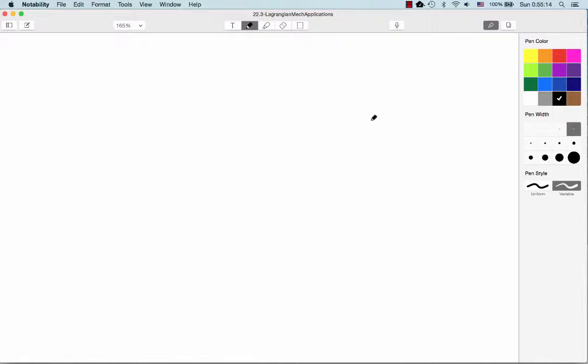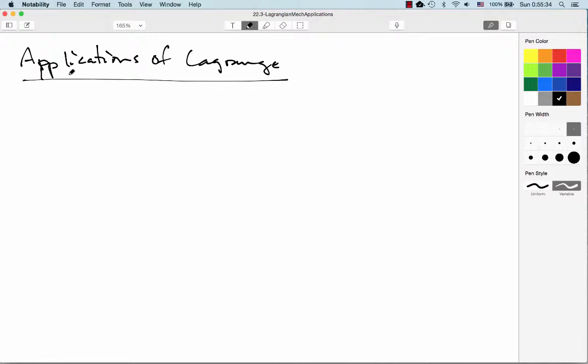Okay, so in the last video we got to developing the Lagrangian equations of motion, and so now I just want to do a bunch of applications. Alright, so let's throw a rock. So we'll project it. We know it's going to go into a parabola, but let's just see how that goes.